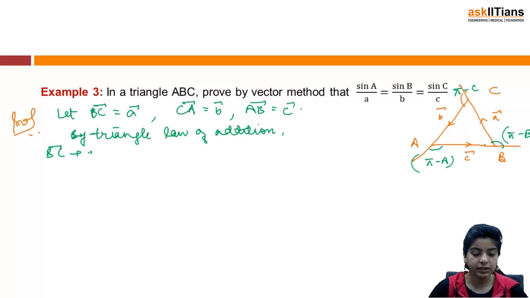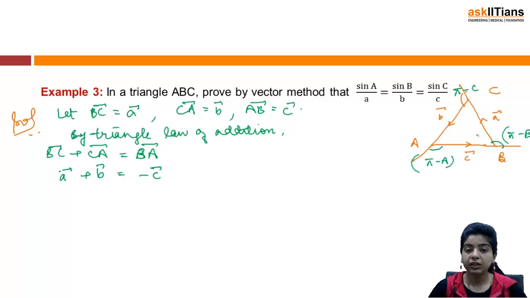BC plus CA would be equal to BA. You can see BC plus CA would be equal to BA by triangle law, and therefore now BC was my A vector, so A vector plus B vector. BA would be negative of C, because I have taken AB to be my C vector. Therefore, now A plus B is minus C. That means A plus B plus C becomes 0.